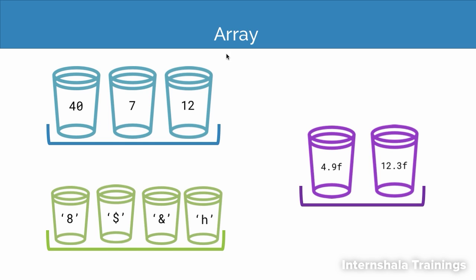So the array is basically the collection of similar type of data. So here we have the same type of integer values grouped together. So we call it as array. And to declare an array in terms of Java programming, we use this syntax: int followed by square bracket open and close, give it a space and your variable name, equal to followed by the values within the curly bracket separated by the comma 40, 7 and 12.